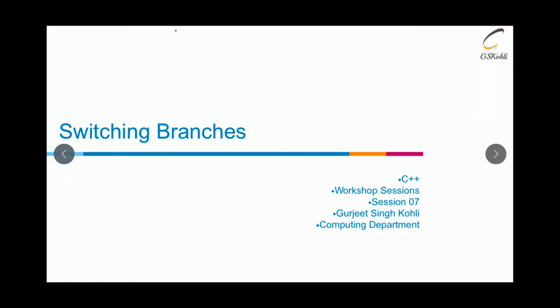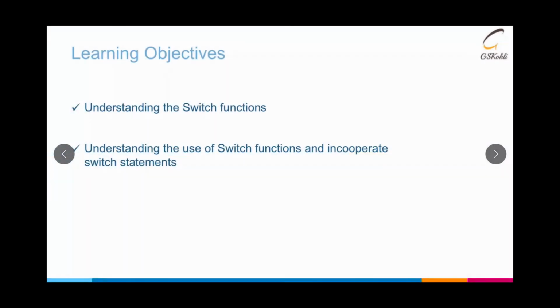Welcome back to the C++ course, and today we're going to be looking at session number 7, and the concept we're talking about is switching branches. It's very similar to core concepts we covered in session number 6, where we looked at if statements, and in this session we're going to look at something slightly different: case statements using the switch function itself.